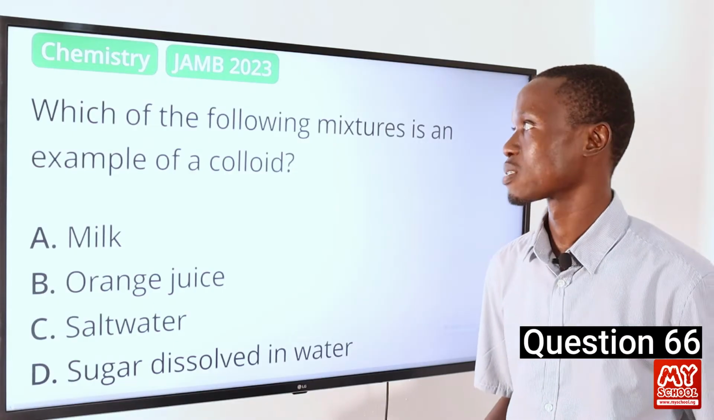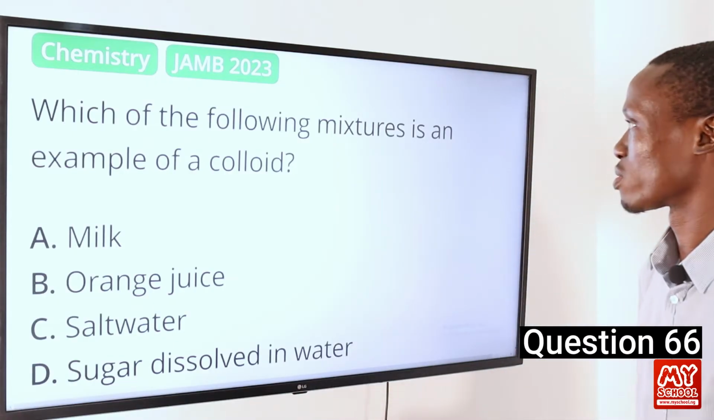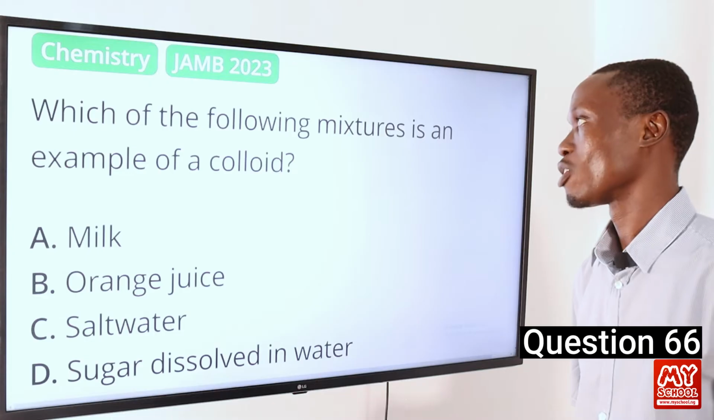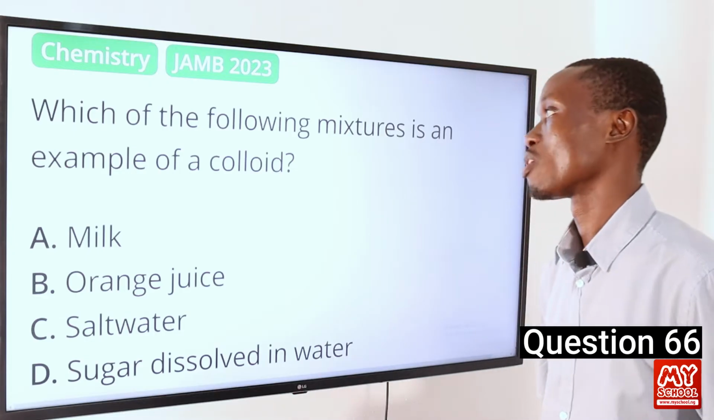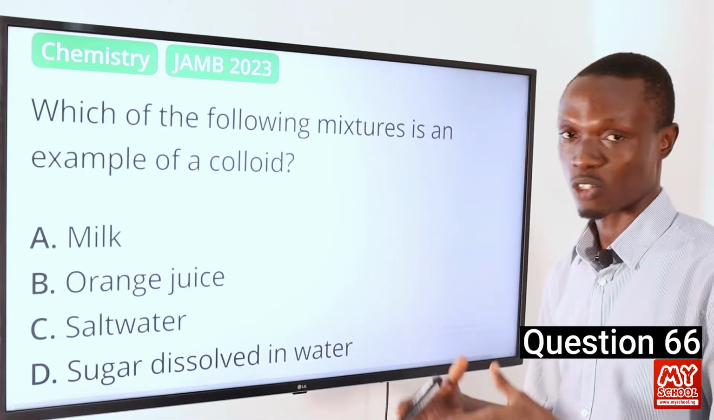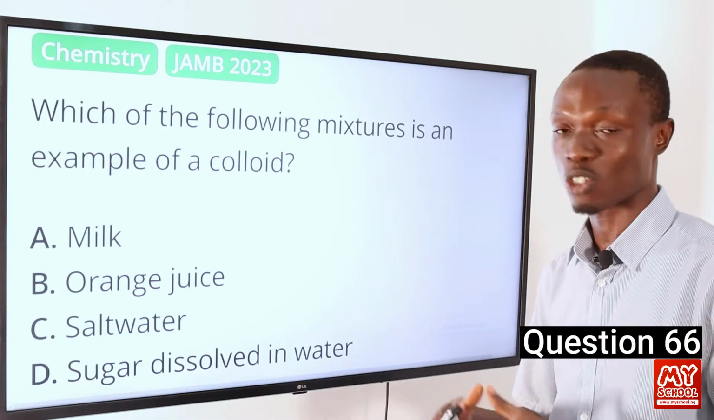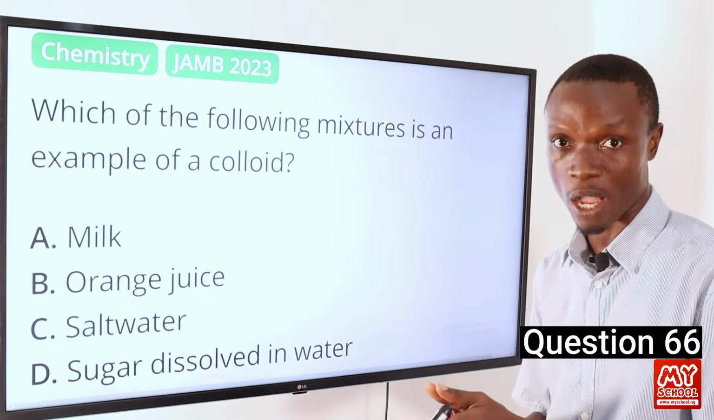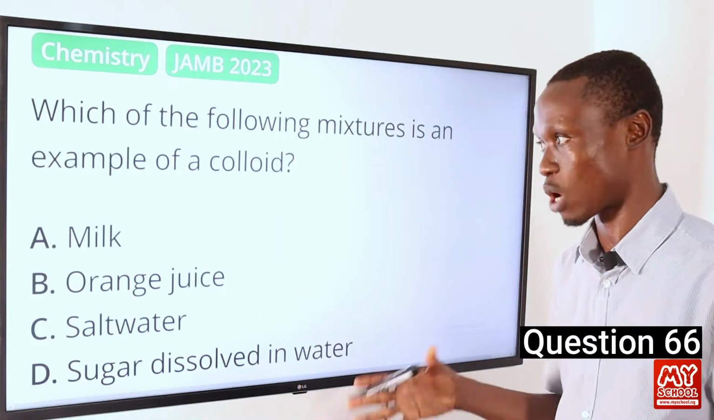Question 66. Which of the following mixtures is an example of a colloid? So first of all, let's define a colloid. A colloid is a substance in which a substance is dispersed in another substance in the form of tiny particles, which do not settle out.